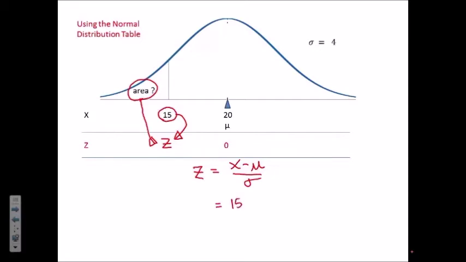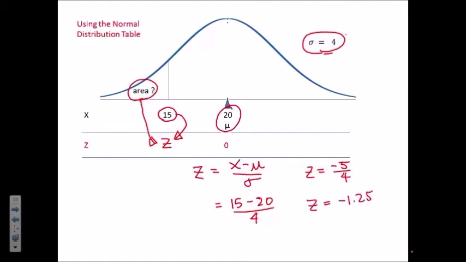X is 15 minus mu is 20 over sigma is 4. So that says z equals -5 over 4, or -1.25.